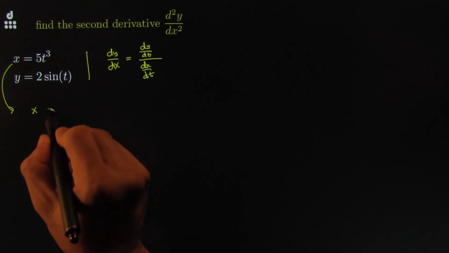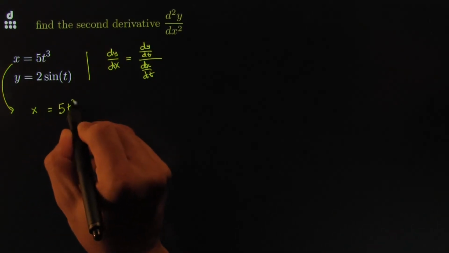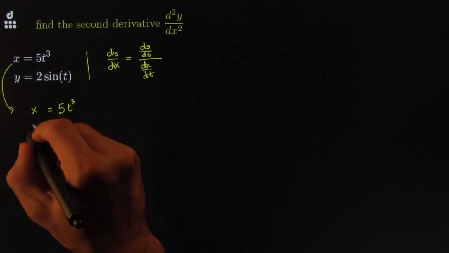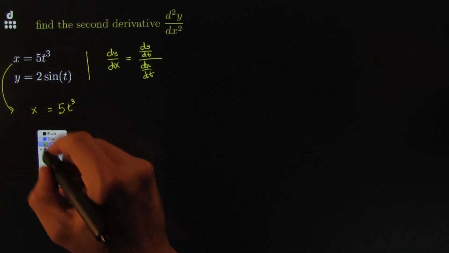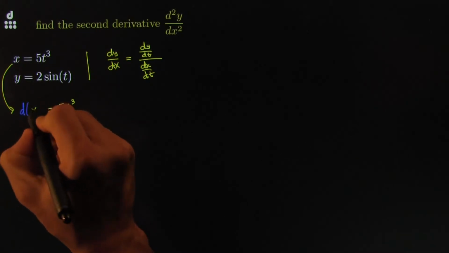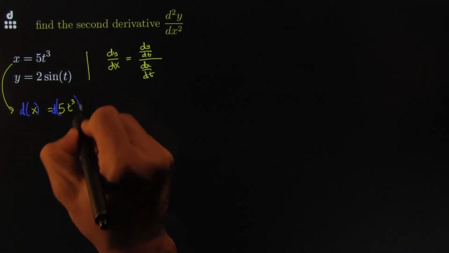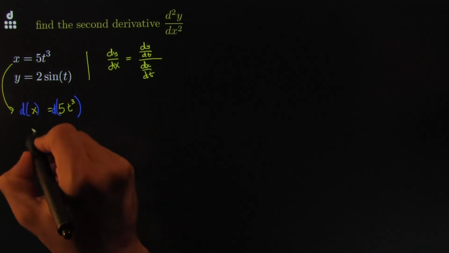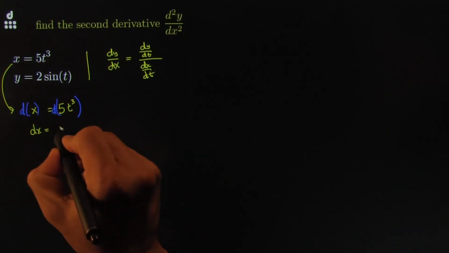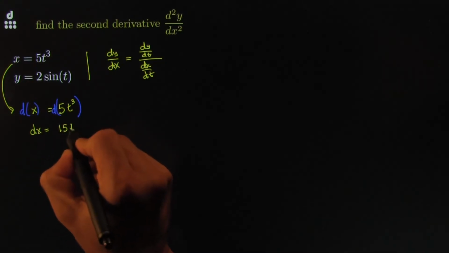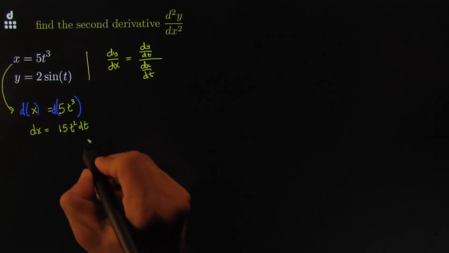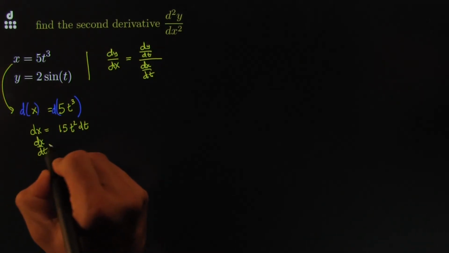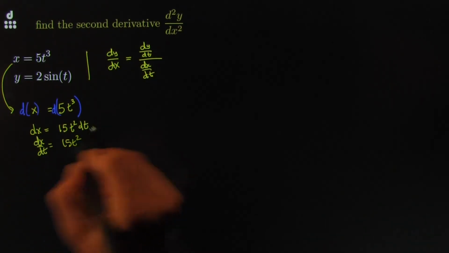From here we say, okay, if x is equal to 5t to the third, then I could slap a d on this side, in a different color, say blue. As long as I slap a d on that side, it'll be alright. This gives me that dx is equal to 15t squared dt, and so dx/dt is equal to 15t squared.